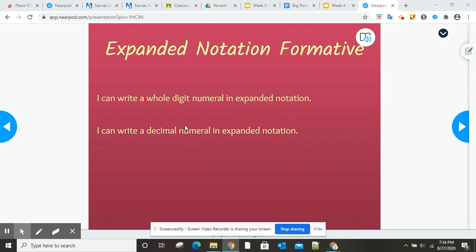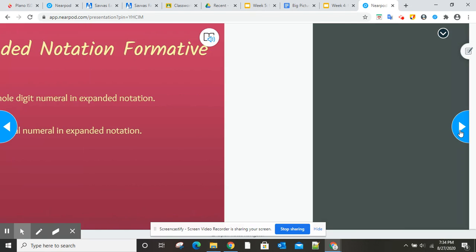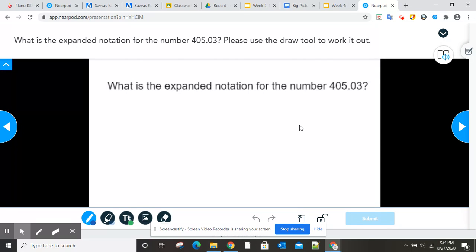It says expanded notation formative. I can write a whole digit numeral in expanded notation, and I can write a decimal numeral in expanded notation. So this quiz is going to test to see if you can do that. You're going to see that this question is here twice. So the first thing that we would like you to do is solve the question, showing your thinking with the drawing tools. After you do that, you will answer a quiz question involving this problem.